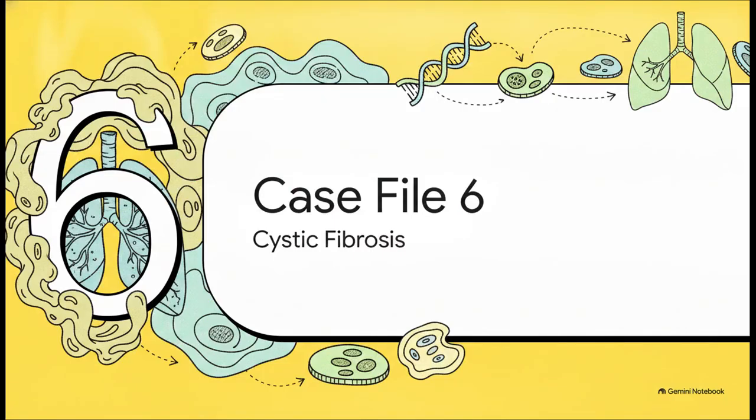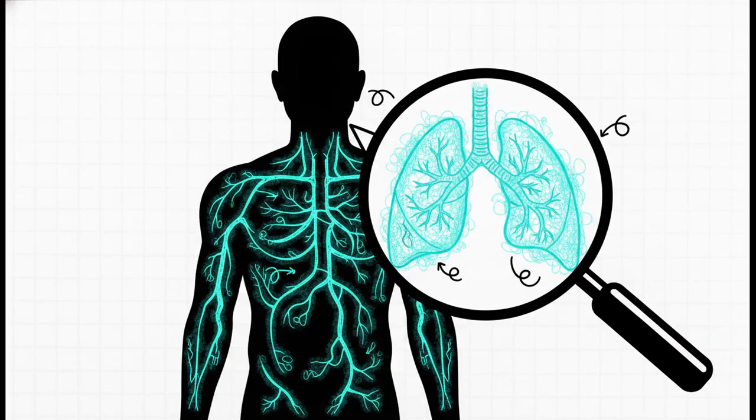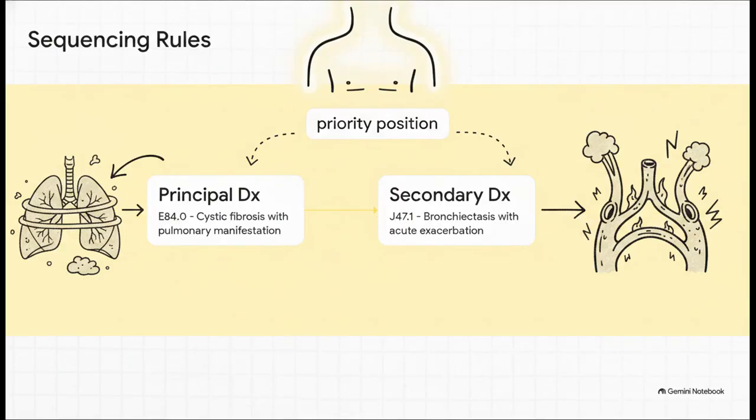All right, down to our final scenario. Case file 6, cystic fibrosis with bronchiectasis. For this heavy hitter, the provider clearly notes that bronchiectasis is a common manifestation of cystic fibrosis. But the real driving force for this specific hospital admission? It's the cystic fibrosis exacerbation itself. So we're juggling a systemic disease on one hand and a localized pulmonary manifestation on the other. How does this shake out?